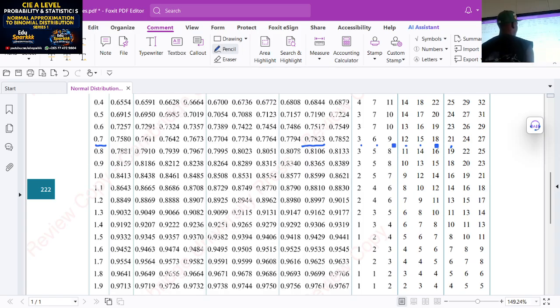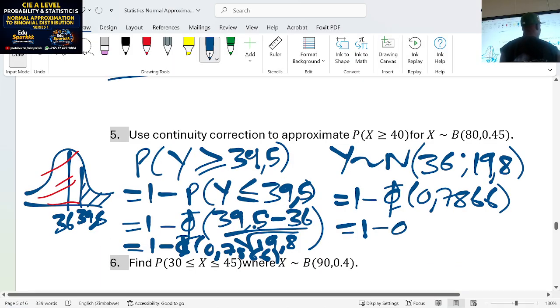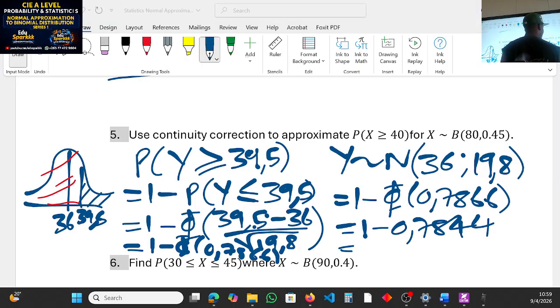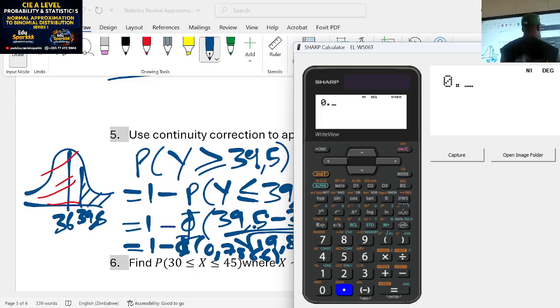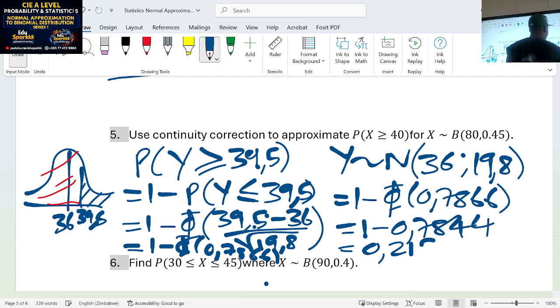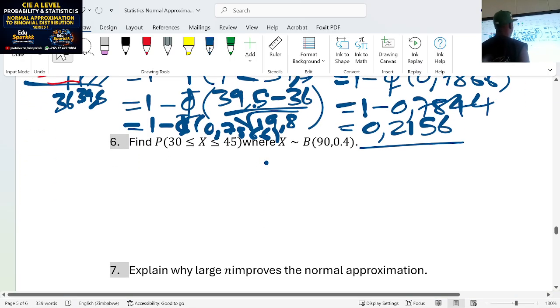So that's 0.7844. So finally, I need my calculator now to subtract 0.7844 from 1. It gives me a result of, let's check, 0.2156. That's our probability. Now we are on the sixth problem, where we have a region bounded.